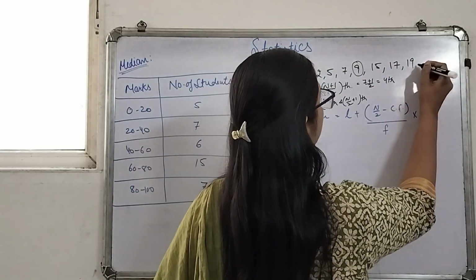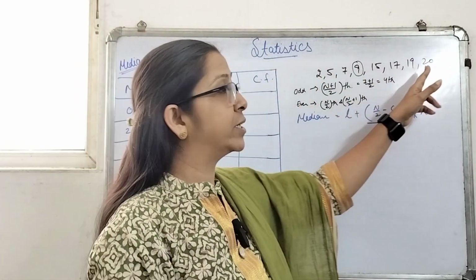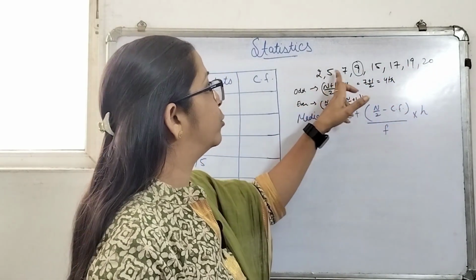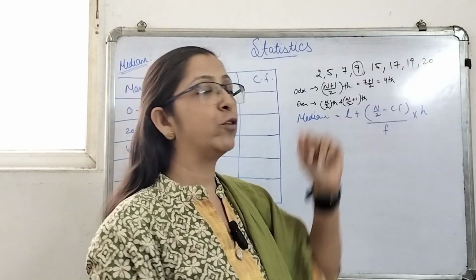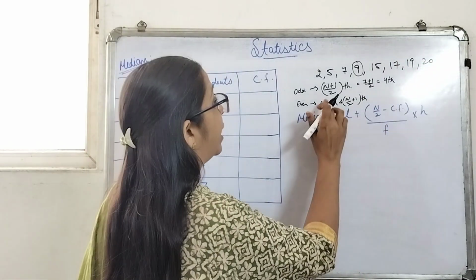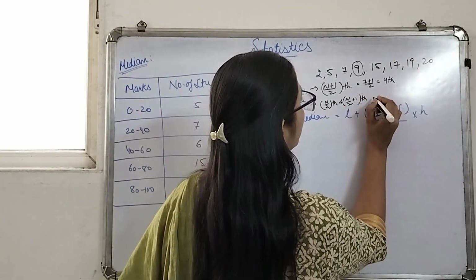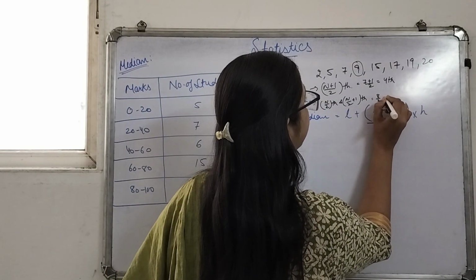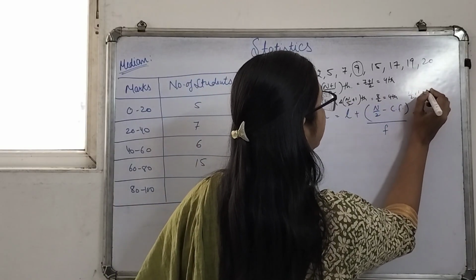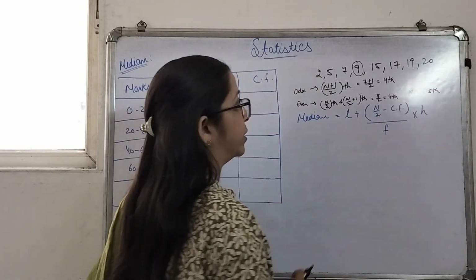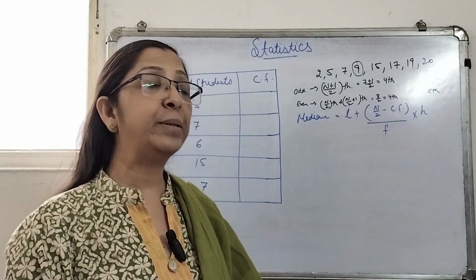Suppose over here I am going to take one more observation, say 20. So now the number of observations is 8, that is even. 1, 2, 3, 4, 5, 6, 7, 8 observations are there. That is an even number of observations. So the average of the n upon 2 and n upon 2 plus 1th observation. n upon 2 means 8 upon 2, that is the 4th observation, and n upon 2 plus 1, that means 4 plus 1, the 5th observation. That means the average of the 4th and 5th observation will be the median.